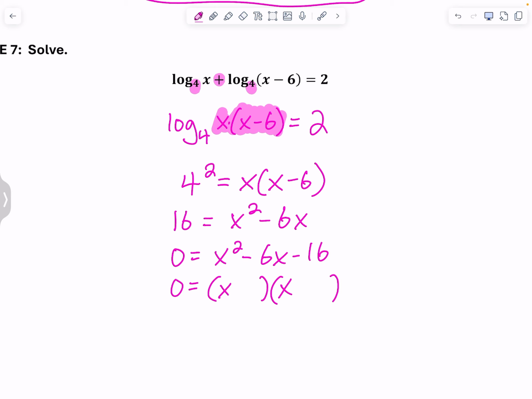2 numbers that multiply to -16 and add to -6. Perfect. What are the signs? 8's negative. Mm-hmm. 2's positive. Now we can use the zero product property. We got 8, -2.